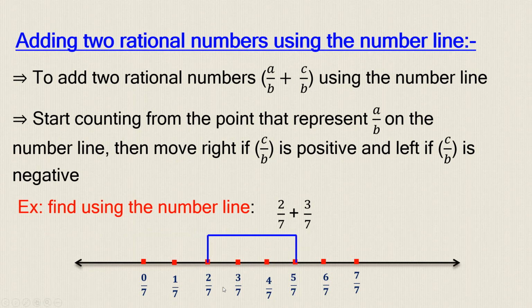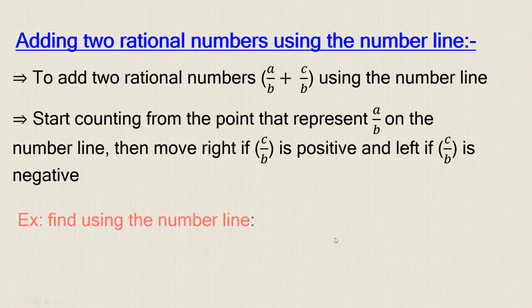Again, grade 7: how to draw two rational numbers on the number line. I will start from the first rational number, 2 over 7, and look to the second rational number. The second rational number here is the positive number 3 over 7. It means I will move 3 steps to the right. Start from 2 over 7 and count 1, 2, 3. I will stand at 5 over 7. It means the answer will be 5 over 7.